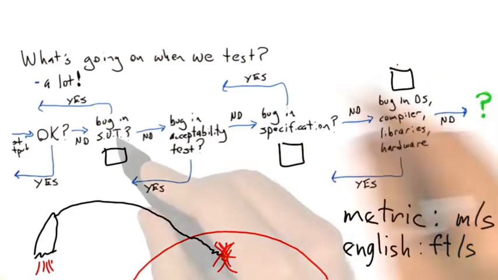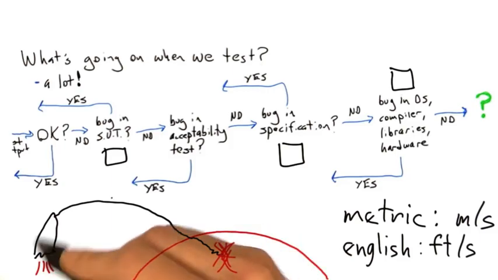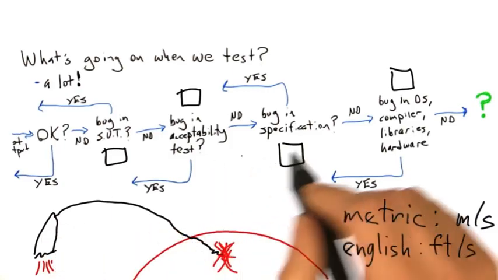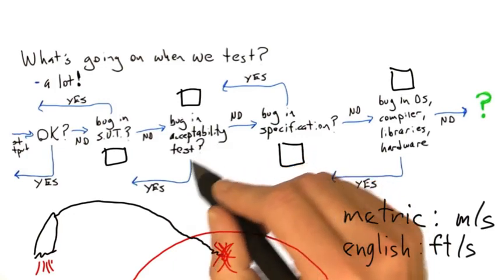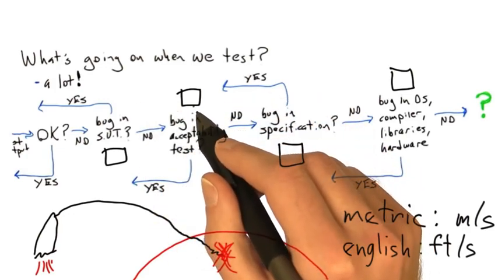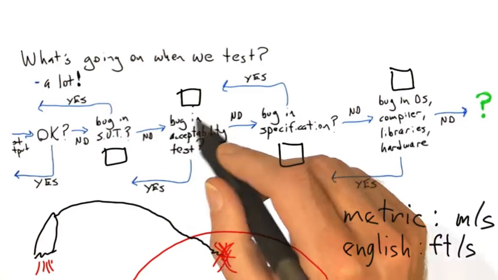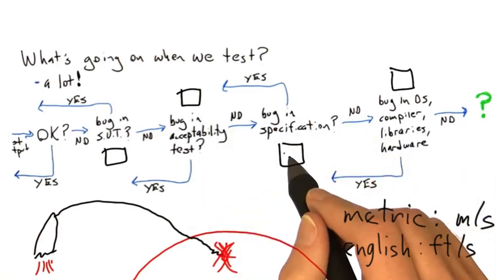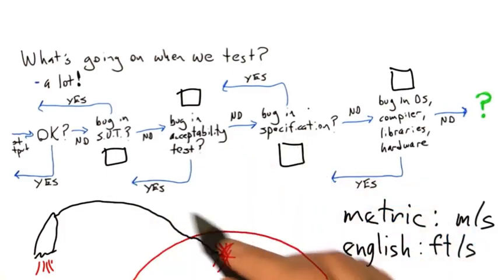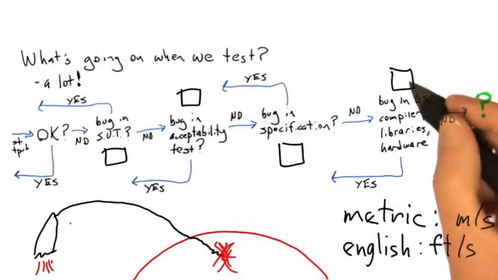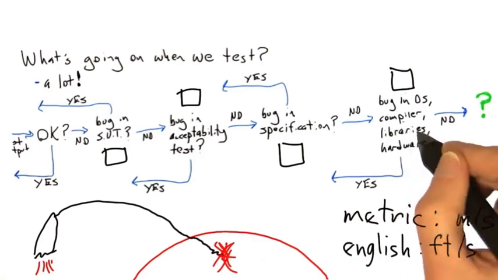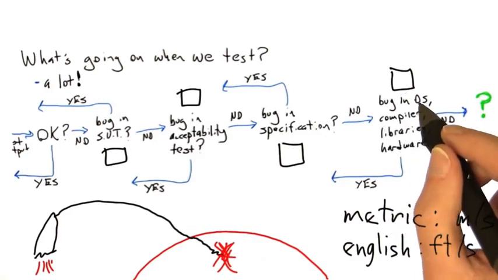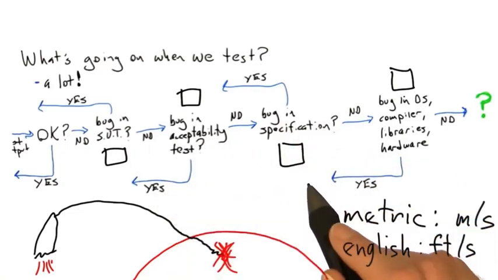Was this a bug in the software under test, that is, the actual software of the Mars Climate Orbiter? Was it a bug in the acceptability test when they tested the actual software earlier on? Was it a bug in the specification? Was there actually an underlying bug in how they planned on operating the Mars Climate Orbiter? Or was there a bug in the underlying hardware or libraries or compiler or the operating system of the rocket? So go ahead and mark your answer here.